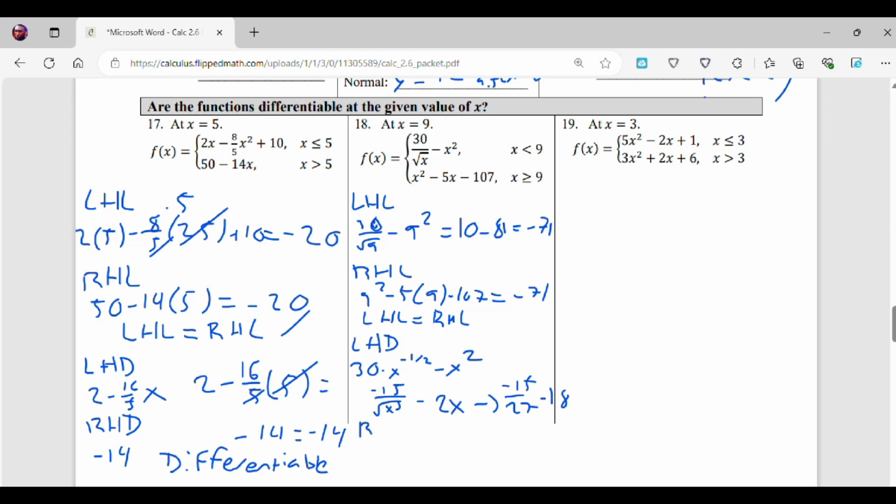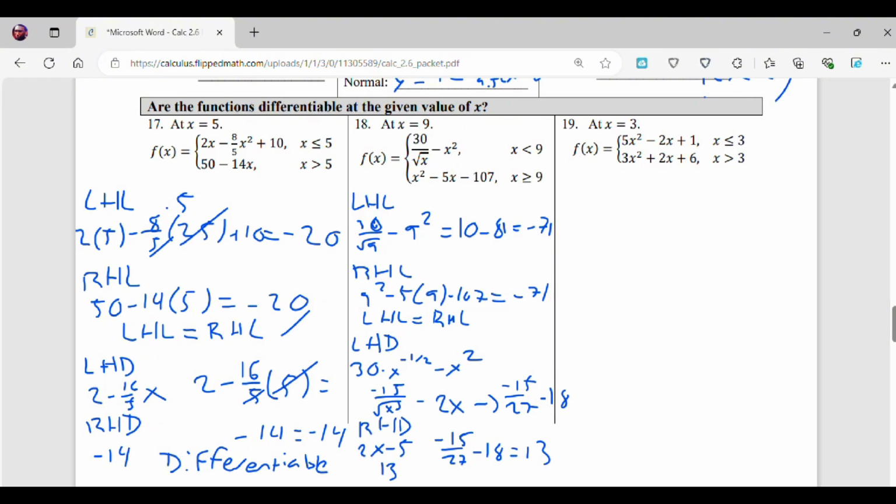I'm going to find our right-hand derivative. Okay, power rule. 2x minus 5. And then we're going to plug in 9, right? So 2 times 9 is 18 minus 5 is 13. So we have negative 15 over 27 minus 18 equals 13.